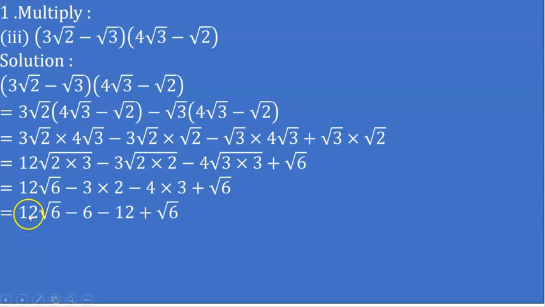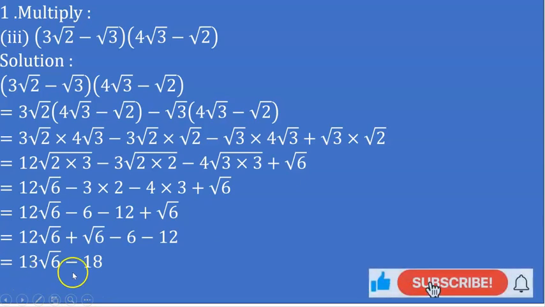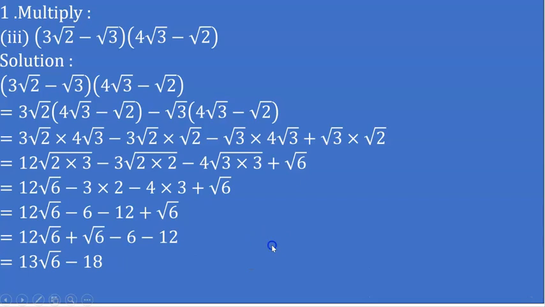Now next, 12 root 6 minus 3 into 2, then you will get minus 6, minus 4 into 3, you will get minus 12 plus root 6. Next simplification: 12 root 6 plus 1 root 6, then you will get 13 root 6, and minus 6 and minus 12, then you will get minus 18. See this simplification: 13 root 6 minus 18. This is the answer.